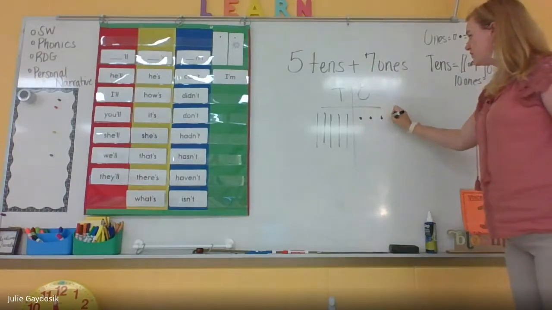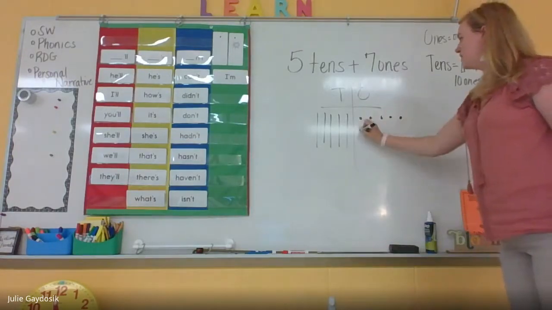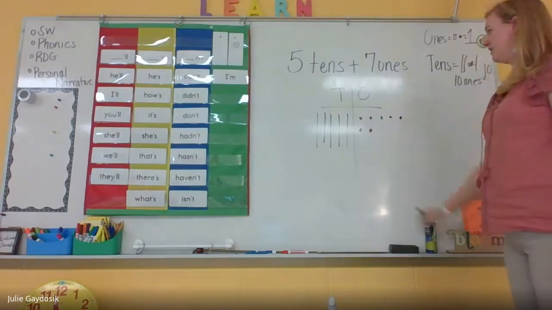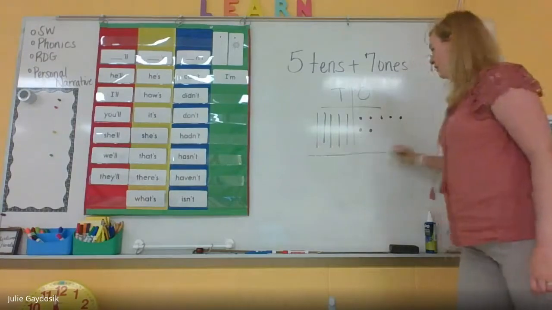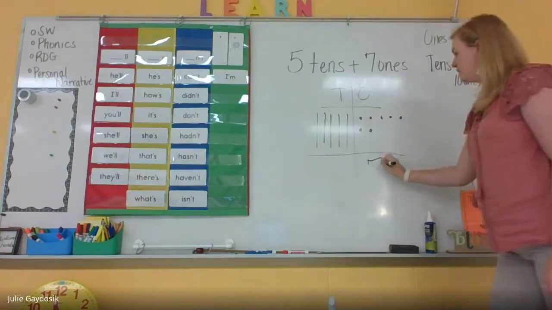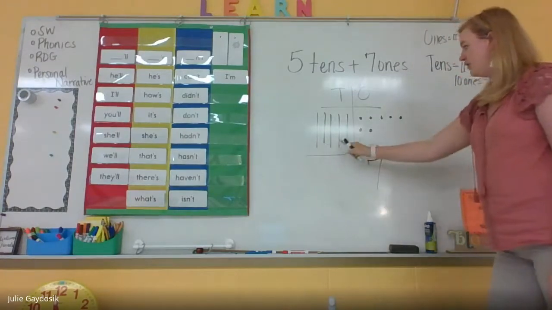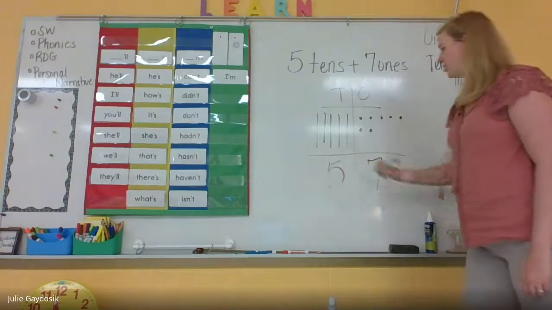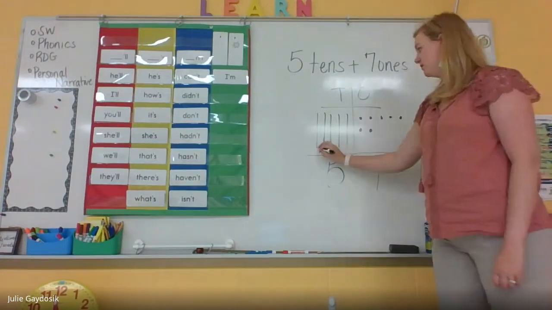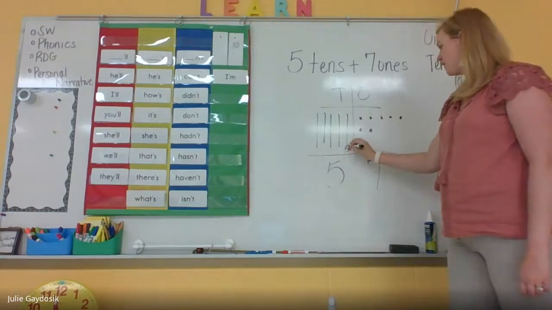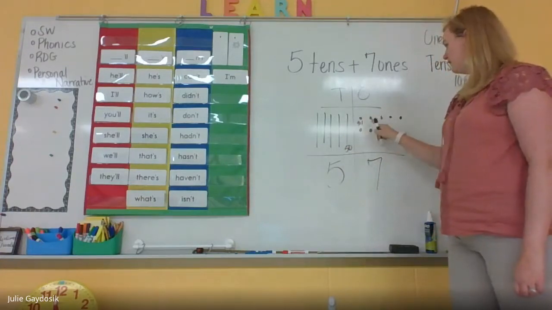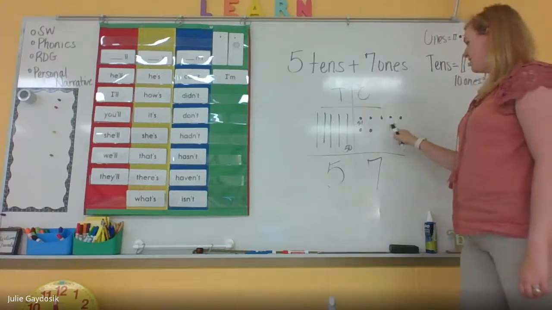They're singles. Remember, it's always smart to group them into groups of 5. 1, 2, 3, 4, 5, 6, 7. Now I'm going to count. 7 ones. My number should be 57. I'm going to double check. 10, 20, 30, 40, 50, 51, 52, 53, 54, 55, 56, 57.